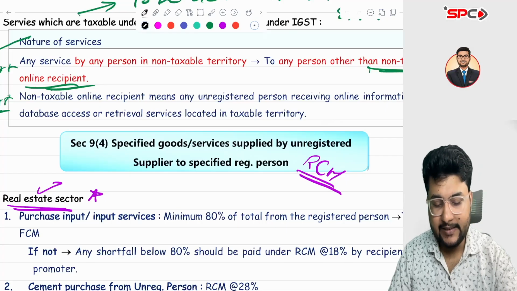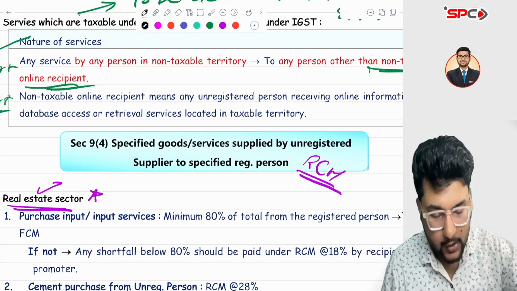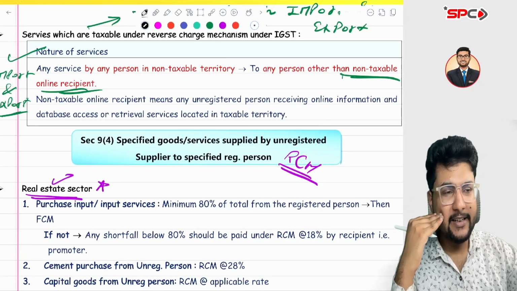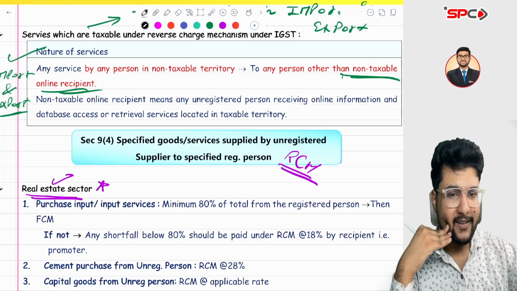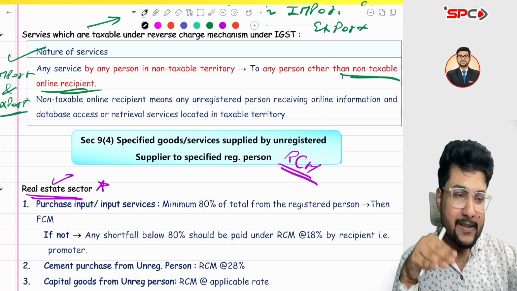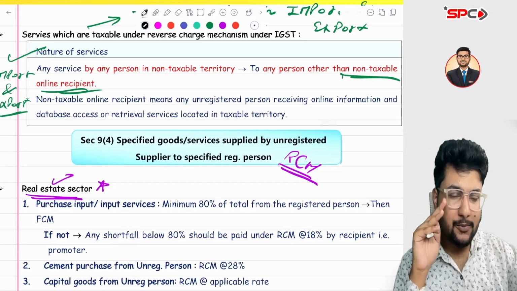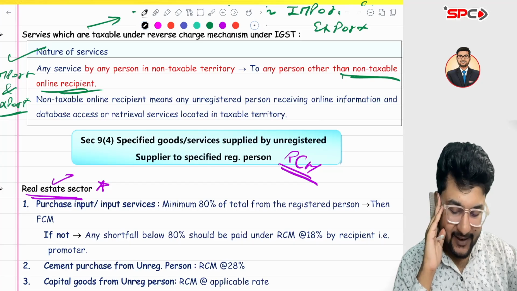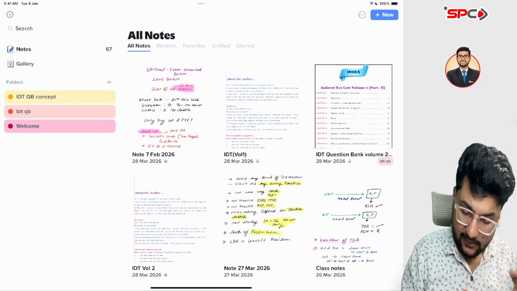They have specifically exempted a sector called the real estate sector. They have specifically covered it under RCM. So I will give a brief. In the real estate sector, since a contractor doesn't get the ITC, they try to maximum purchase from an unregistered person, and to stop this, the government came with 9.4 on the real estate sector.